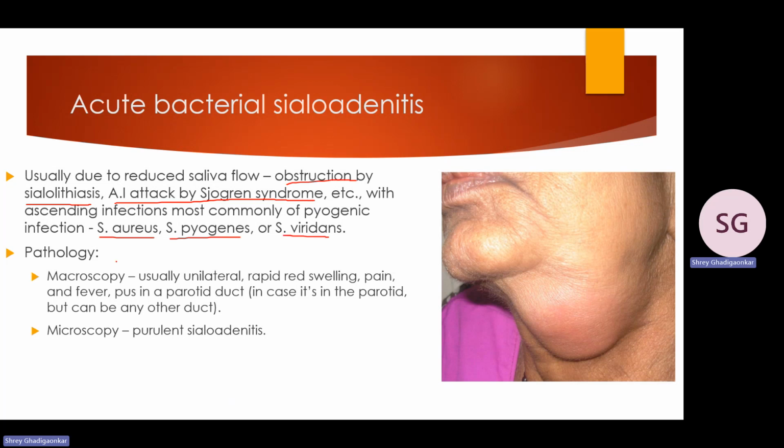Macroscopy is usually unilateral, rapid red swelling and pain, as you can see in this picture here. And since it's bacterial, there's usually also pus in the duct. In this case, I think the sublingual, submandibular maybe. And microscopy is usually just purulent sialadenitis, so you can find neutrophils in the biopsy.